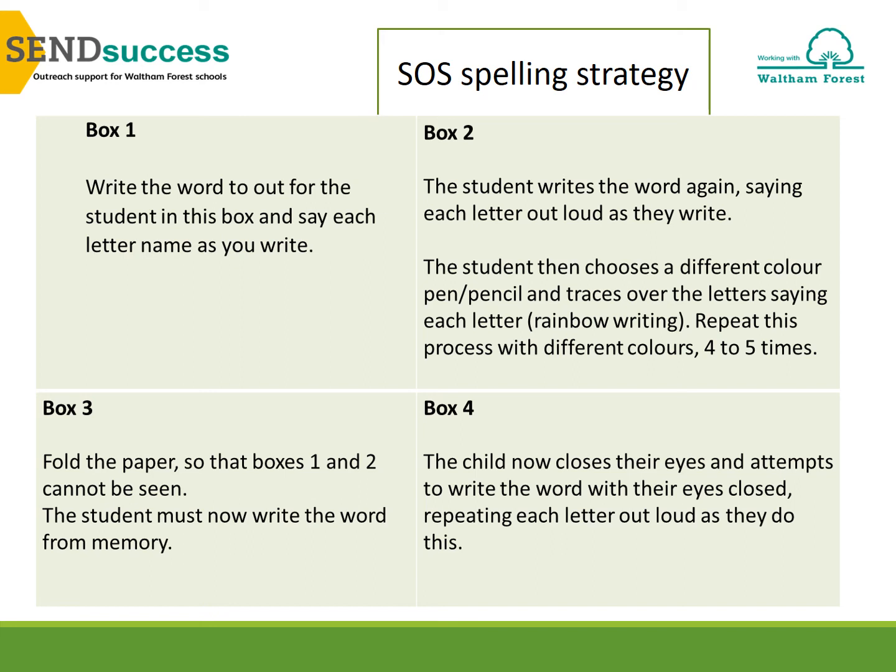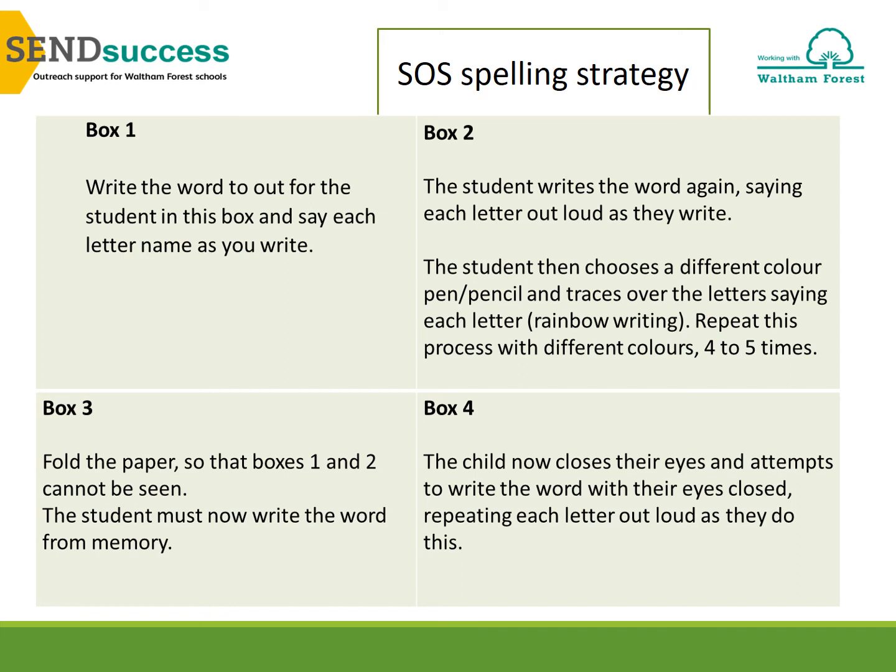Then in the second box, the child themselves will do this. They will write the word out and they will either say each sound as they do this, or they will repeat the letter of each word. And they'll do this several times using rainbow writing, so they'll pick a new colour and they'll repeat this process over a number of times, tracing over the same letters again and again. And this will help them embed the learning of the word. And then they fold over box 1 and box 2, so they fold the paper in half so that they cannot see box 1 and box 2. And then you ask the child to write the word in box 3 from memory, again repeating each letter or each sound of the word.